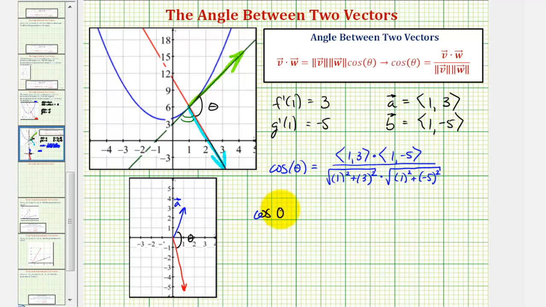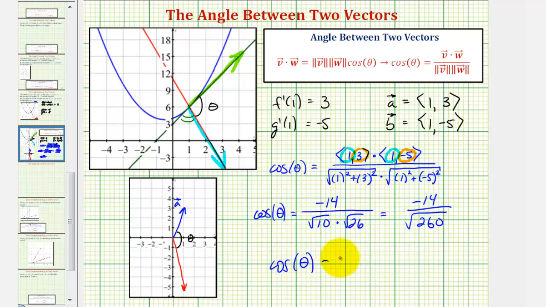So we'd have cosine theta is equal to, for the dot product, we would have 1 times 1 plus 3 times negative 5, that would be negative 14, divided by, here we'll have the square root of 10 times the square root of 26. So we have negative 14 divided by the square root of 260. This does simplify, but there's no reason to, since our goal is just to find theta. We now know that cosine theta is equal to negative 14 divided by the square root of 260. Let's find theta on the next slide.